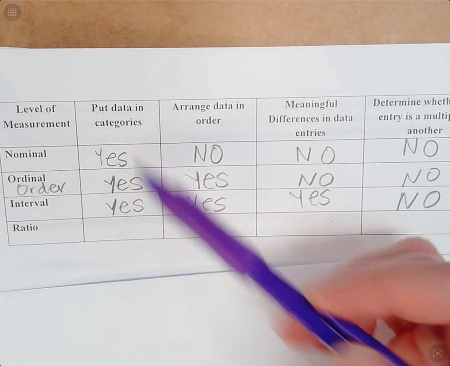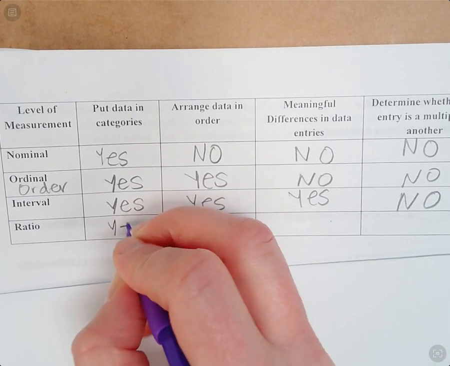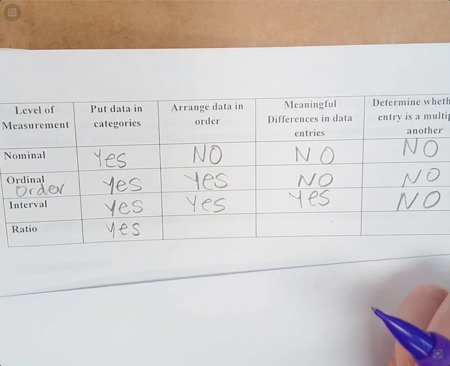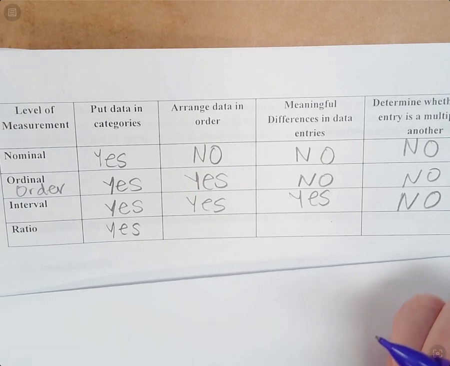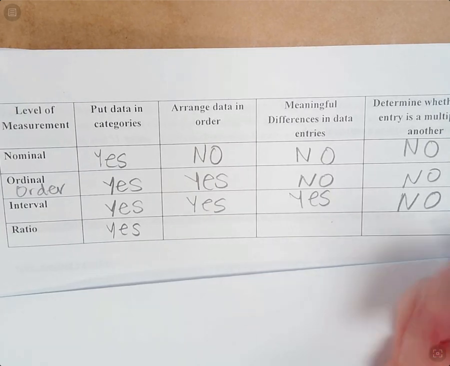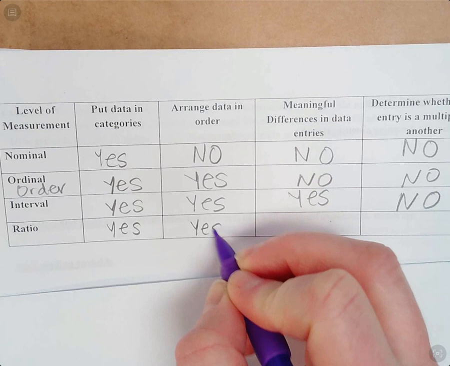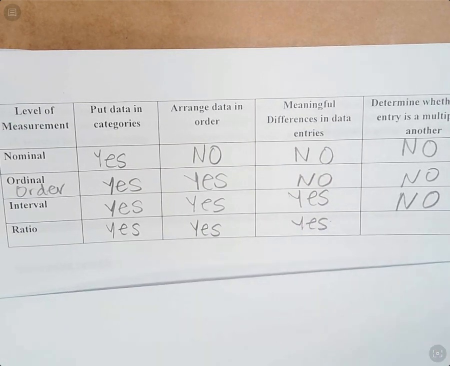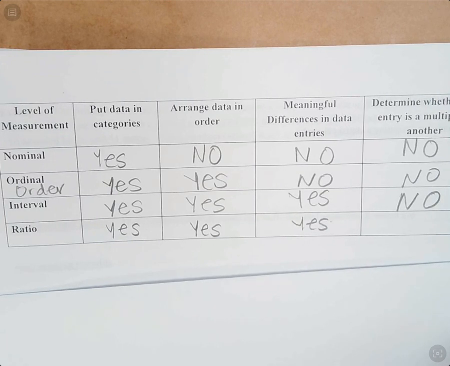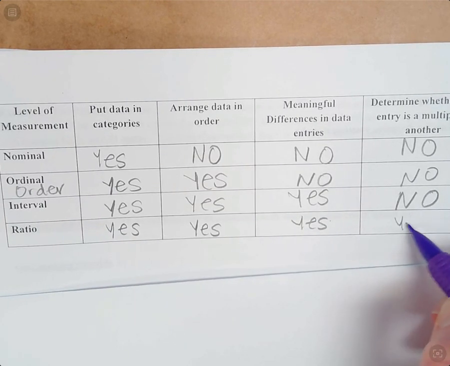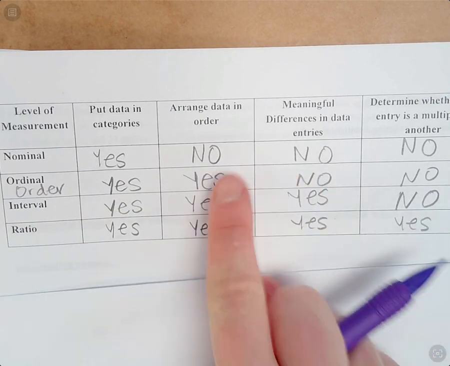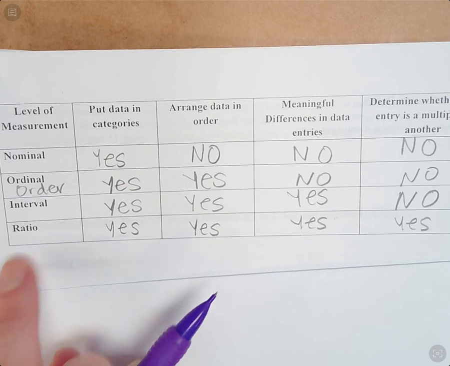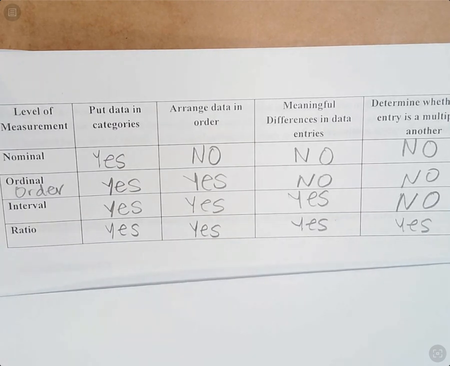Ratio, put it in categories. Arrange it in order. So remember, ratio is height, lengths, distances, volumes. Can you put that in order? Is there a meaningful difference in the entries? And can you determine whether one entry is a multiple of another? Okay, so see how each one kind of adds on to the other? So the one that we can do the most with is ratio, level of measurement.